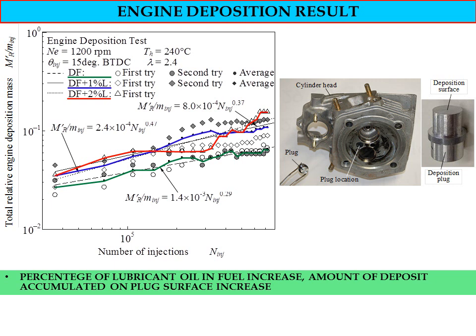So this we can also relate to biodiesel, because when we add a higher percentage of biodiesel in fuel, the density of the fuel will increase. Thus, we can relate to the result for the actual engine, where if we increase the biodiesel content in the fuel and use it in an actual engine, the amount of deposit accumulation on the plug surface also will increase.